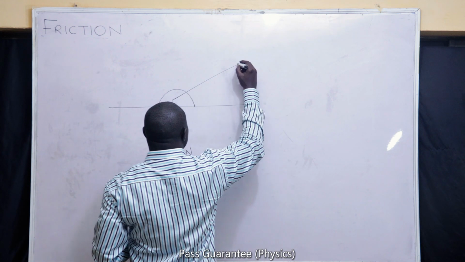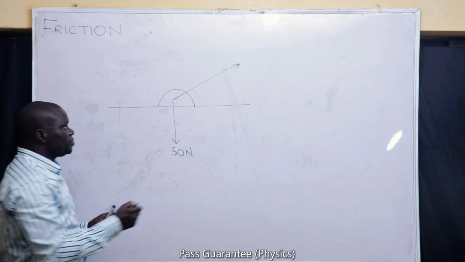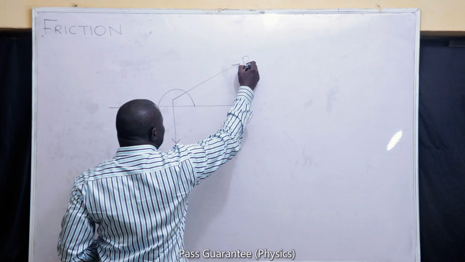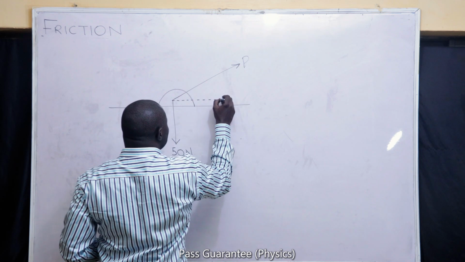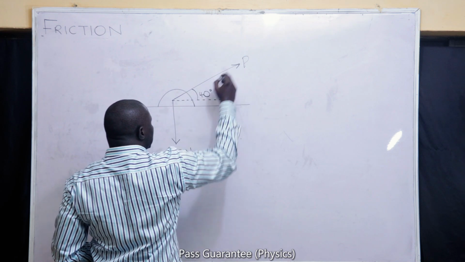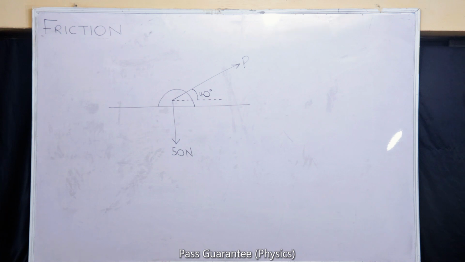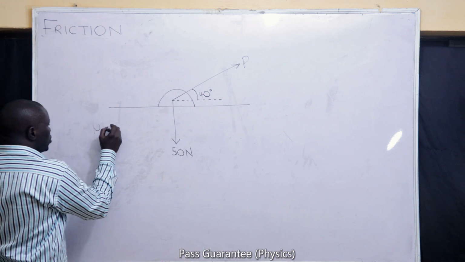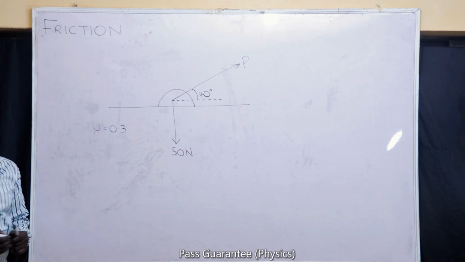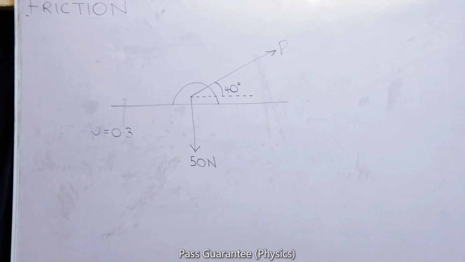There's a force. That force is called a force P. It is inclined at 40 degrees to the horizontal. This is the horizontal. That force is inclined at 40 degrees to the horizontal, and it is just enough to move the body. If the coefficient of friction is 0.3, the coefficient of friction mu is equal to 0.3 on this surface. We are expected to calculate the magnitude of P.